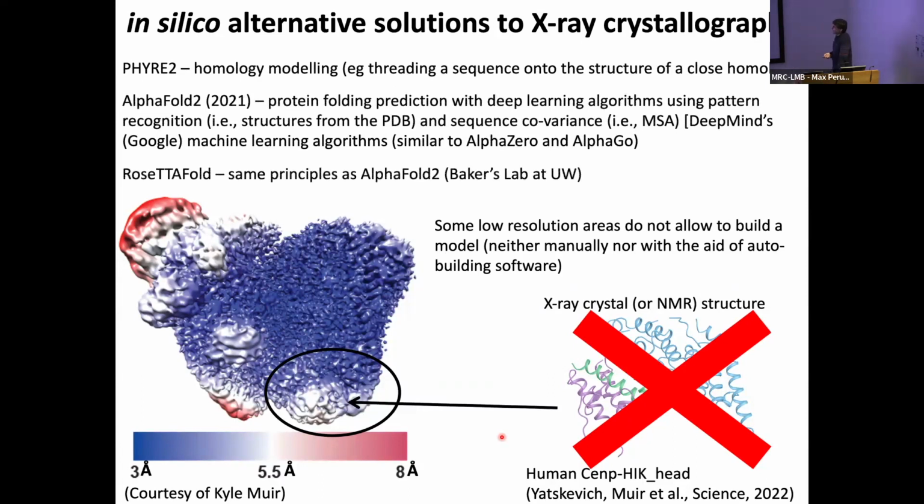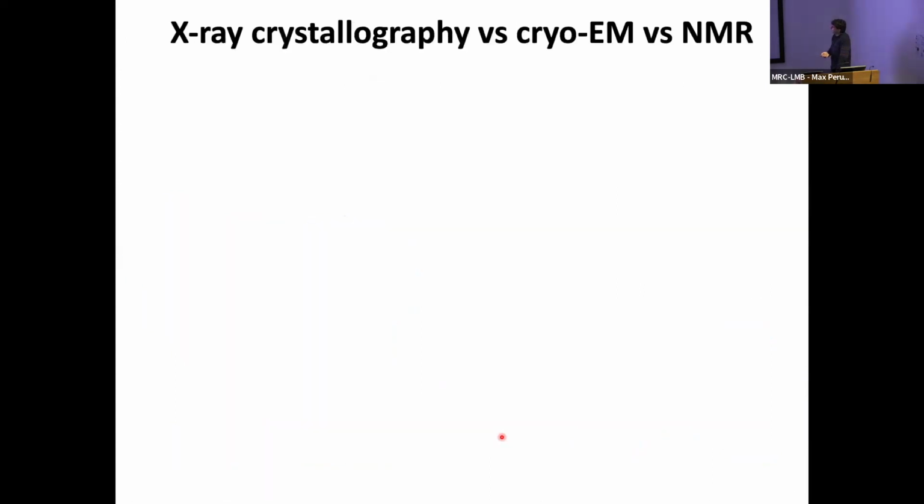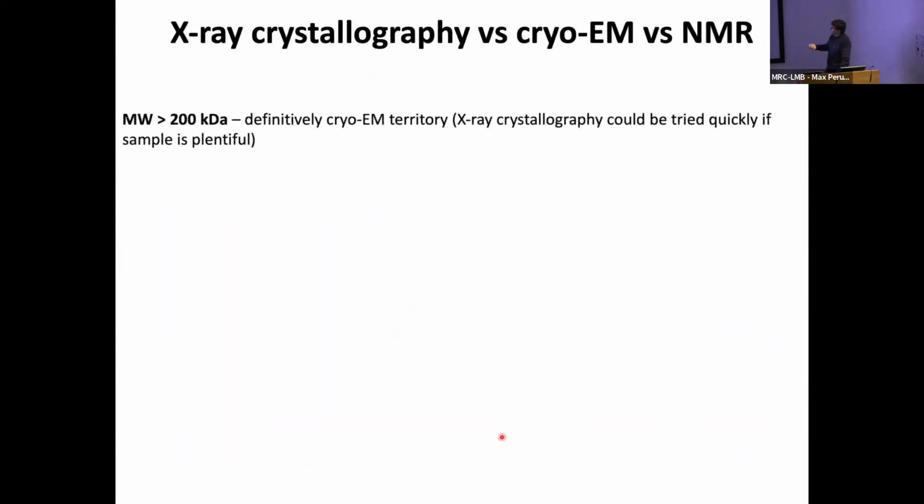Also, there's Rosetta from the David Baker lab, which is similar to AlphaFold. Apparently, AlphaFold here is a bit better in general, but in some cases, Rosetta worked where AlphaFold failed. So, X-ray crystallography and NMR. Let's go by size.